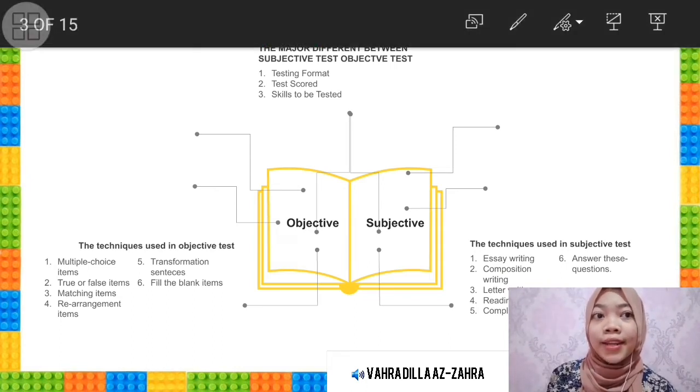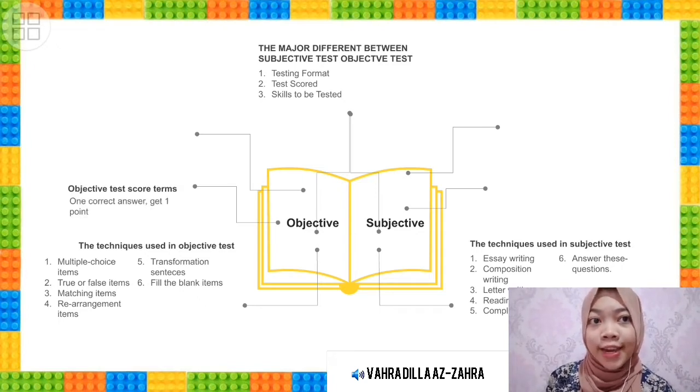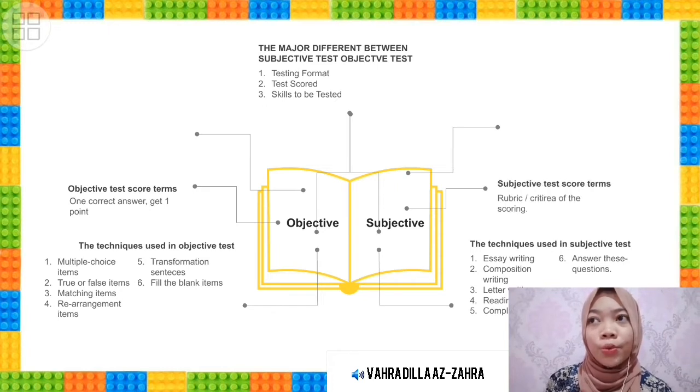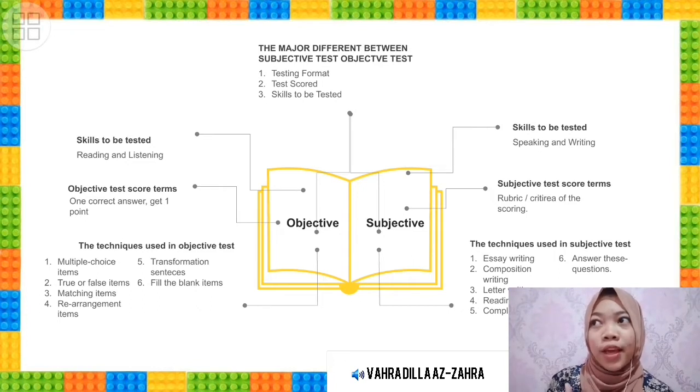Okay, related to test format, objective test is usually in the form of multiple choice items, and it can also be true or false items, matching items, and rearrangement items. Otherwise, subjective test is usually in the form of essay test, such as essay writing, letter writing, composition writing, something like that.